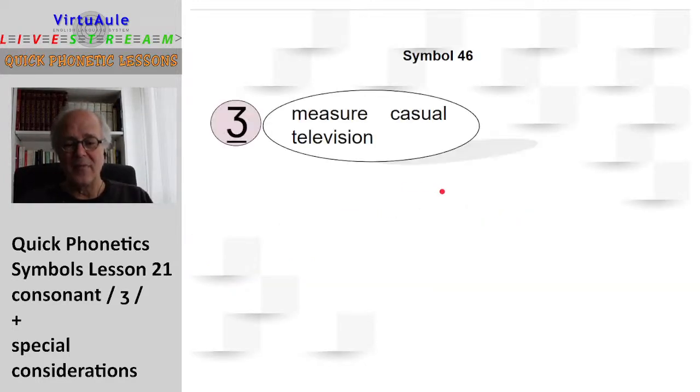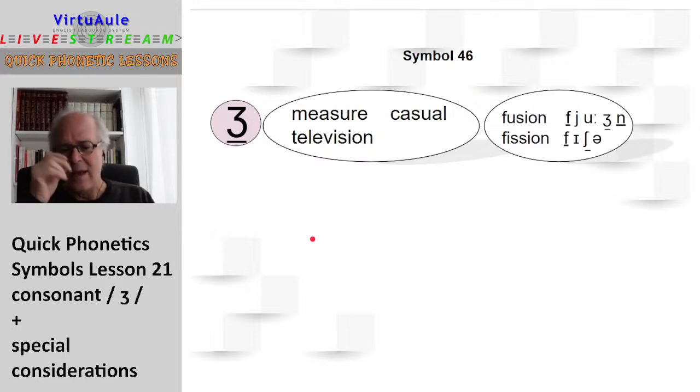Symbol 46, the last symbol. We have the letter or the number 3, but it's not the number 3. It's a phonetic symbol, and it is the sound that we have in these words: measure, casual, and television. Okay, let's look at some other words and we'll see the symbol.